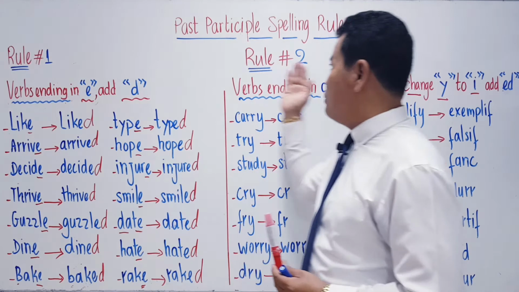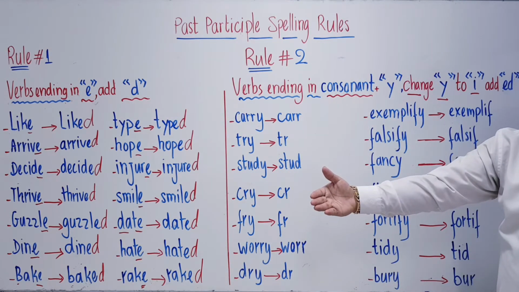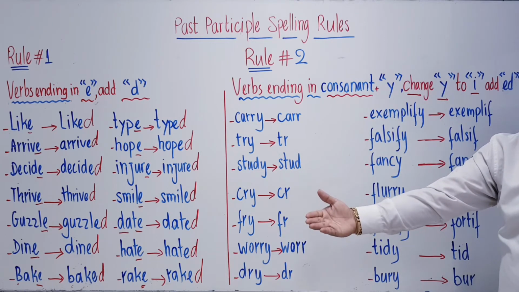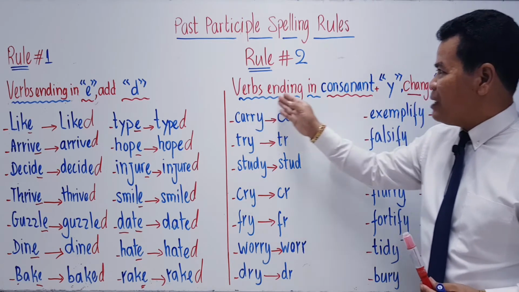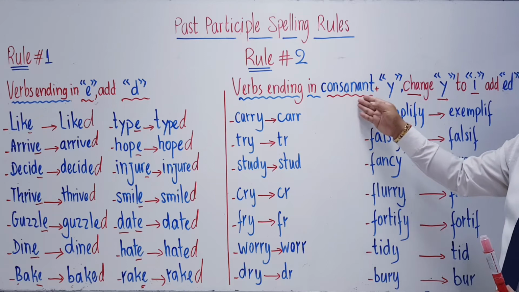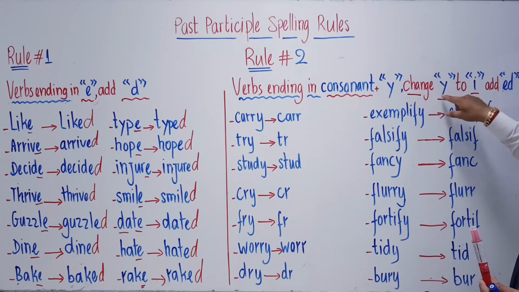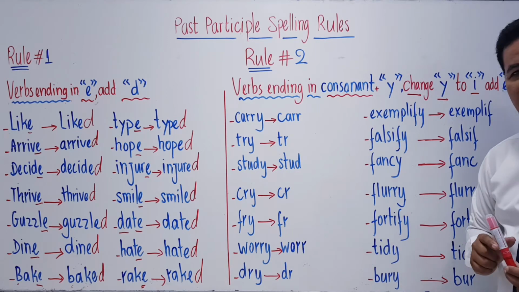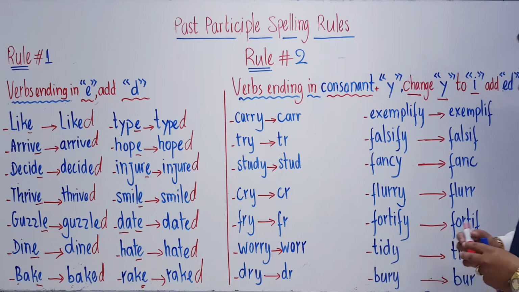And how about rule number 2? Everything you have to follow the rule. Okay? Try to follow the rules. If you don't follow the rules, it's your problem. Okay? Now let's go again. Verbs ending in consonant plus Y. We have to change letter Y to letter I first and then add ED after the verb. That's it. Now let's have a look.